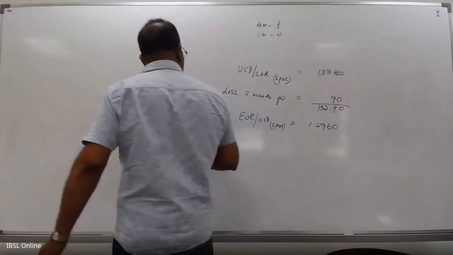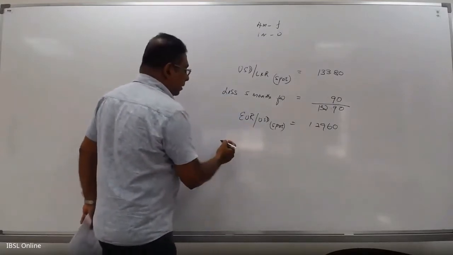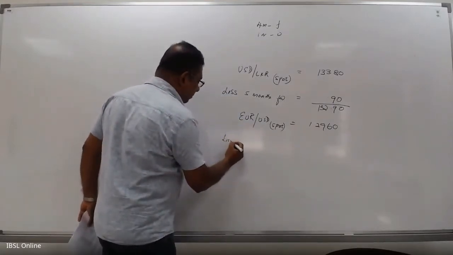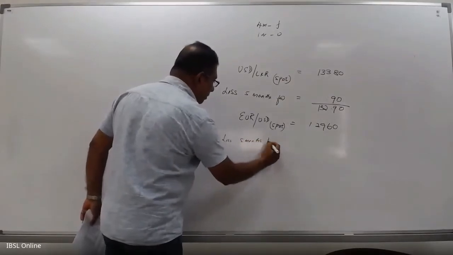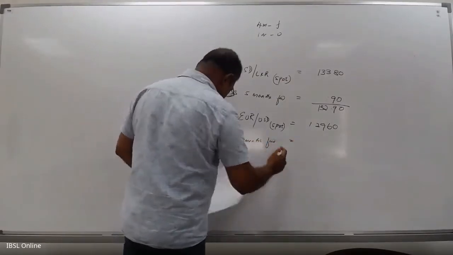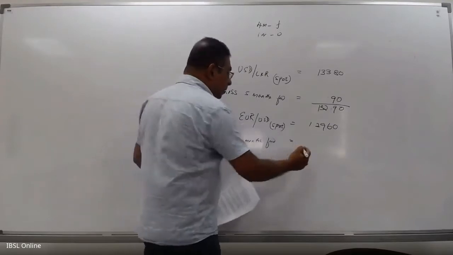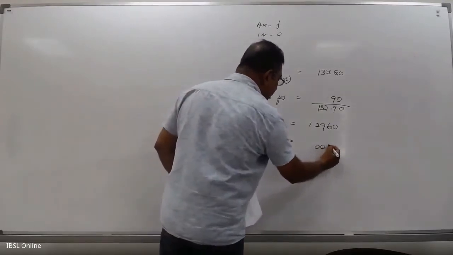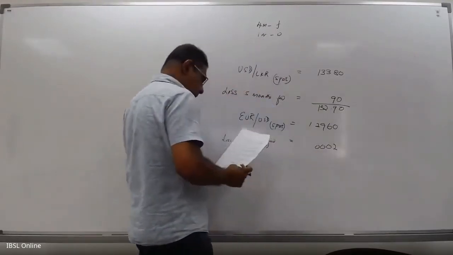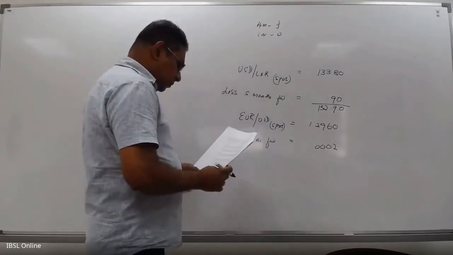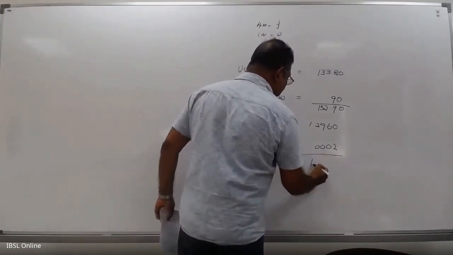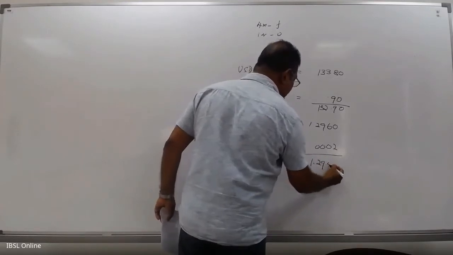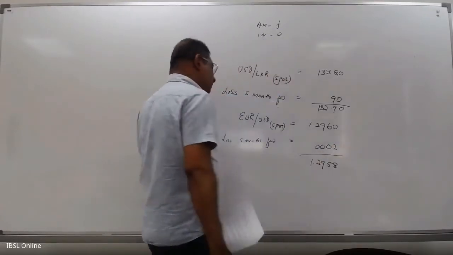Right. So therefore, if you say less 5 months forward, 0.0002, the rate is 1.2958.